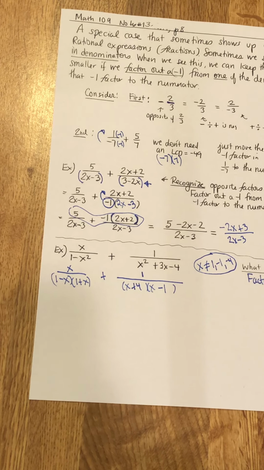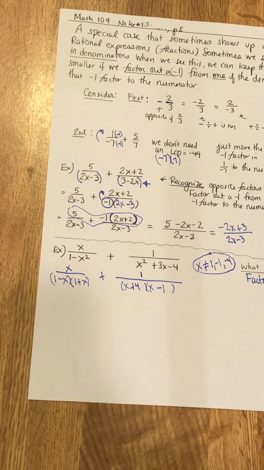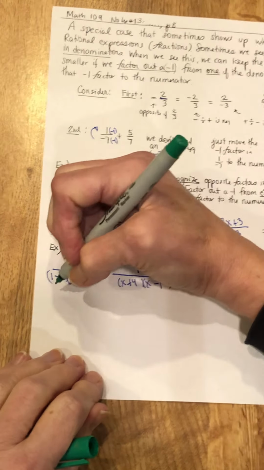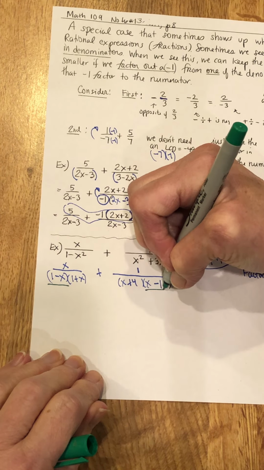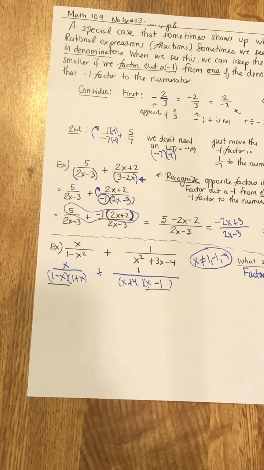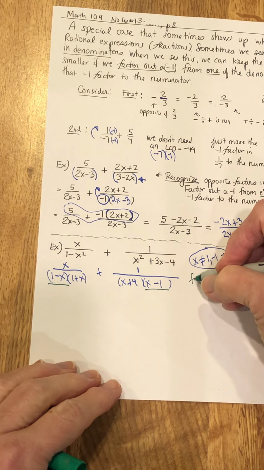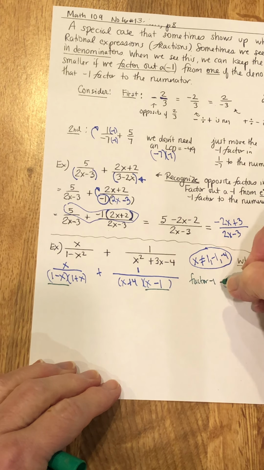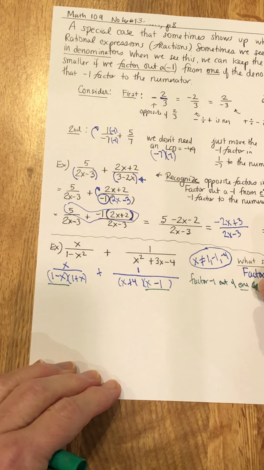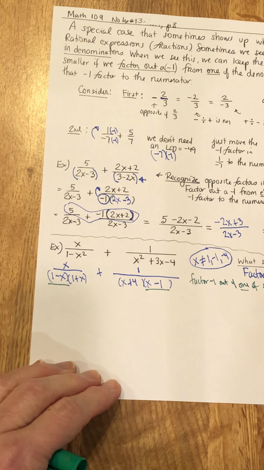Now we're ready to think about the LCD. There are really 4 different factors. And with 4 different factors, the LCD would be the product of all 4. You would just multiply all 4 together and it would be a mess. But it doesn't have to be that bad. Notice these are opposite factors. So what I'm going to do is I'm going to factor a -1 out of one of these. Not both. Then you'll have opposite factors again.